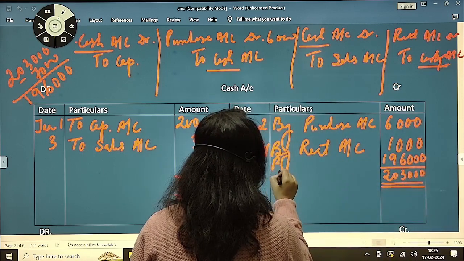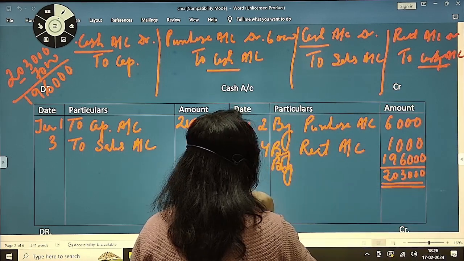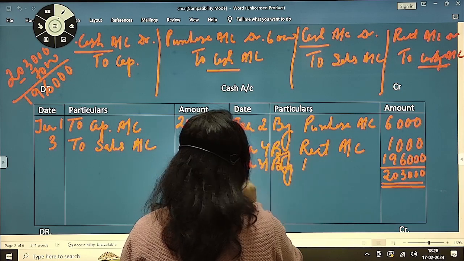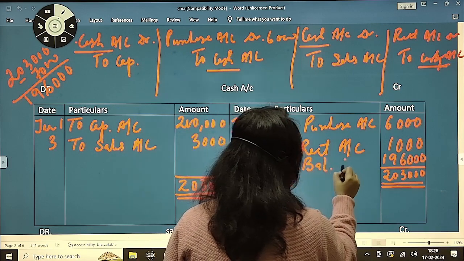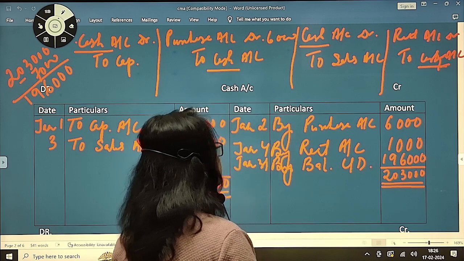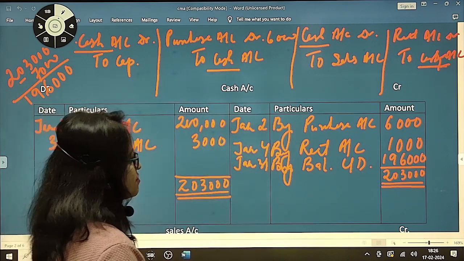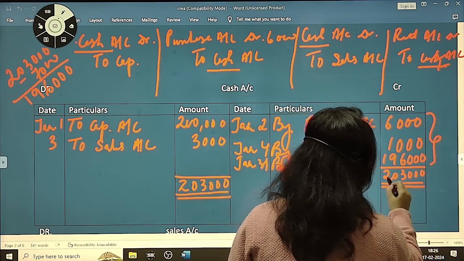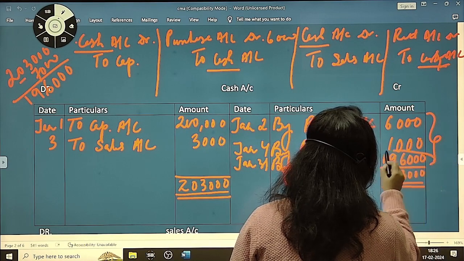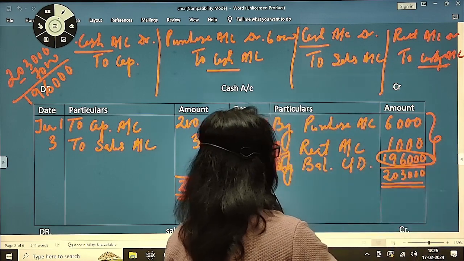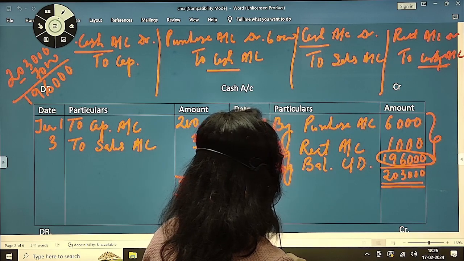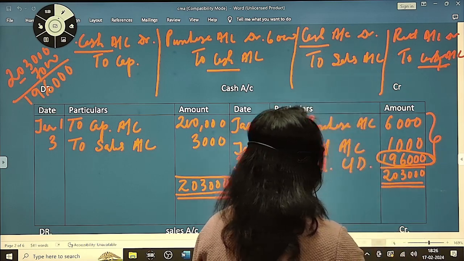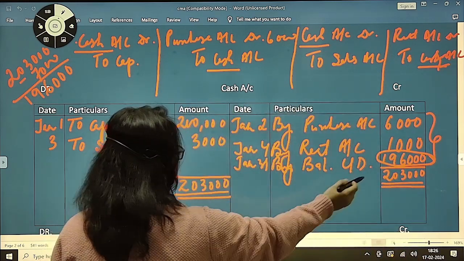So this one we will write as by balance CD. Okay, so all these 3, if you add, you have to get 2 lakh 3,000. So this is the balancing figure here. 1 lakh 96,000 is the balancing figure.